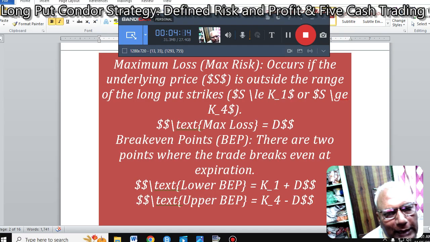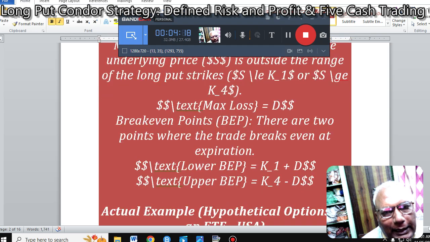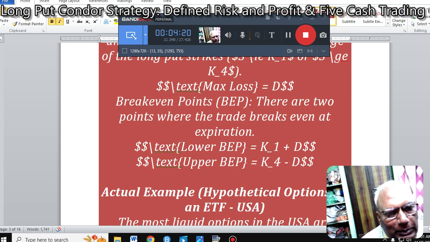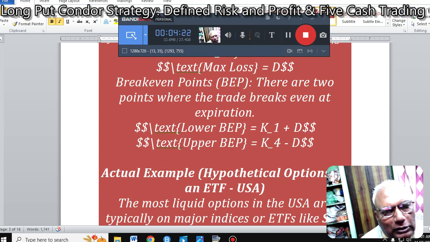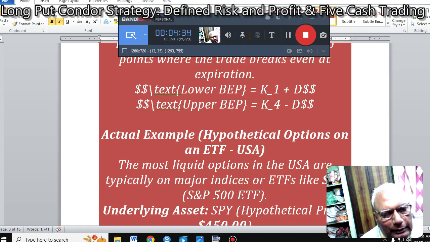Break-even points. There are 2 points where the trade breaks even at expiration. Lower BEP equals K1 plus D dollars. Upper BEP equals K4 minus D dollars.